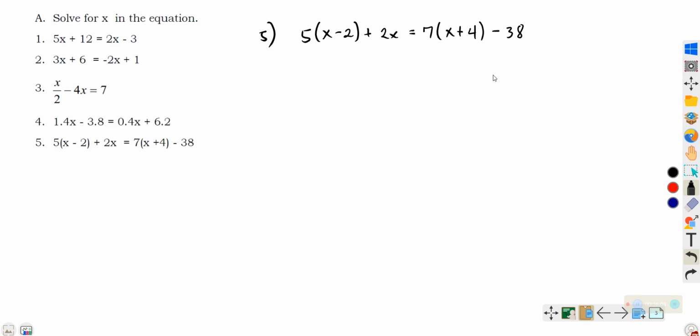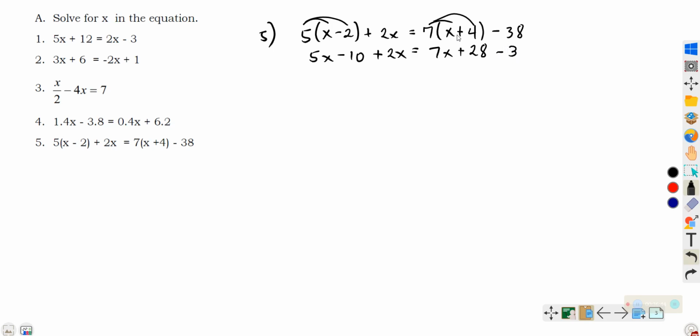Ano po, hindi natin pwedeng gamitin yung alternate method natin kanina dito. Okay? So, dahil hindi pwede yon, edi dun tayo sa distributive property. Distribute natin yung constants muna. Pagsabayin na po natin. So, distribute. 5 times x is 5x. 5 times negative 2 is negative 10. Plus 2x. Equals 7 times x is 7x. And then 7 times 4 is 28.